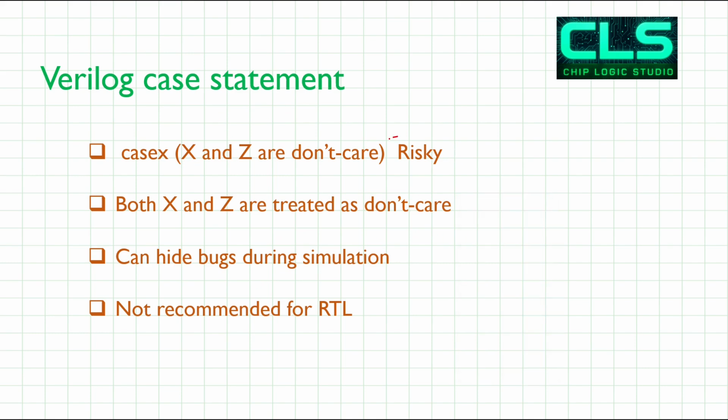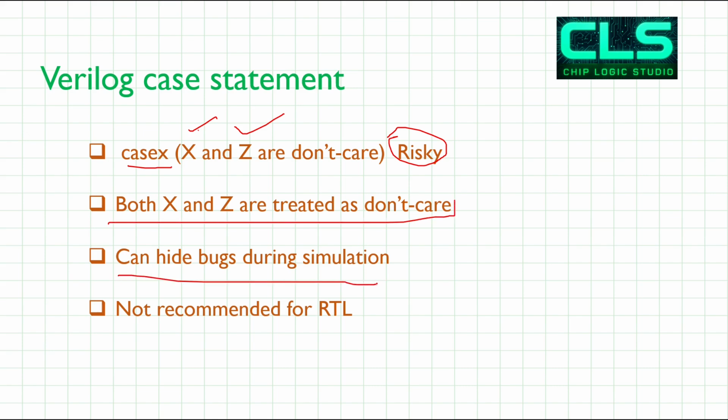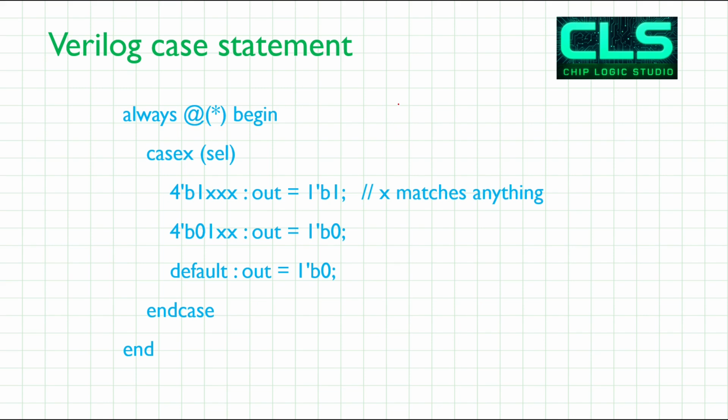Now here is another very risky thing, we mostly don't use it, that is casex. X and z are don't care here, we don't care about x and z, we only care about 0 and 1. Treated as don't care, it can hide bugs during simulation, because if some unknown value is coming, we cannot verify that. So it is not recommended, but you should know about it. The only thing that changes is your x here.